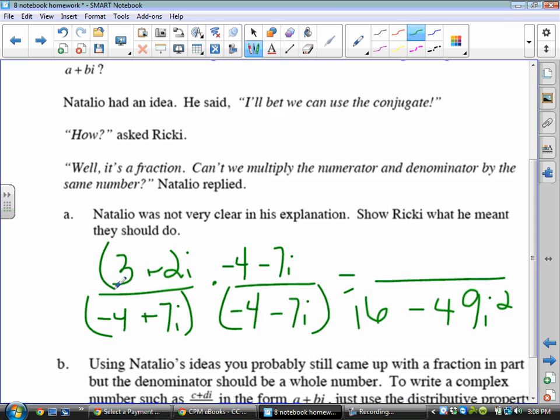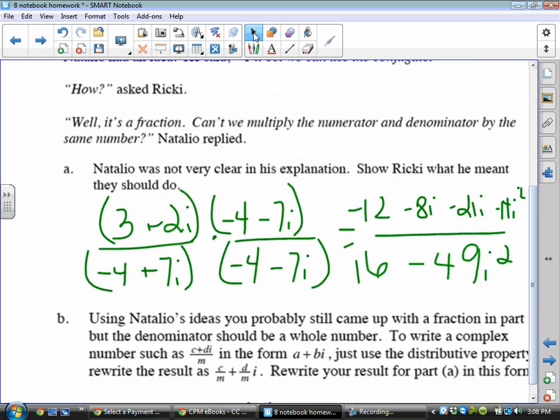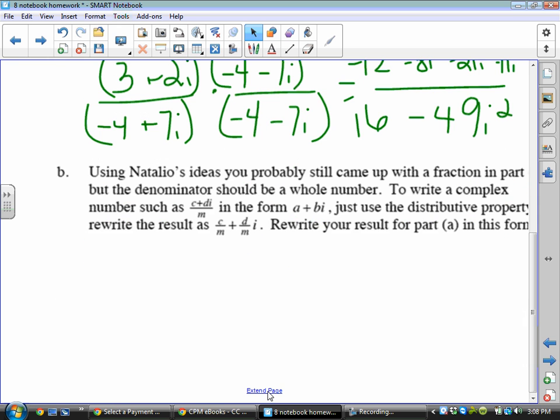Now I'm going to multiply the top parts times each other. So I have negative 4 times 3 gives me negative 12. The insides would be negative 8i. Outsides would be negative 21i. And then the last numbers would be minus 14i squared. Alright, so we can see that.